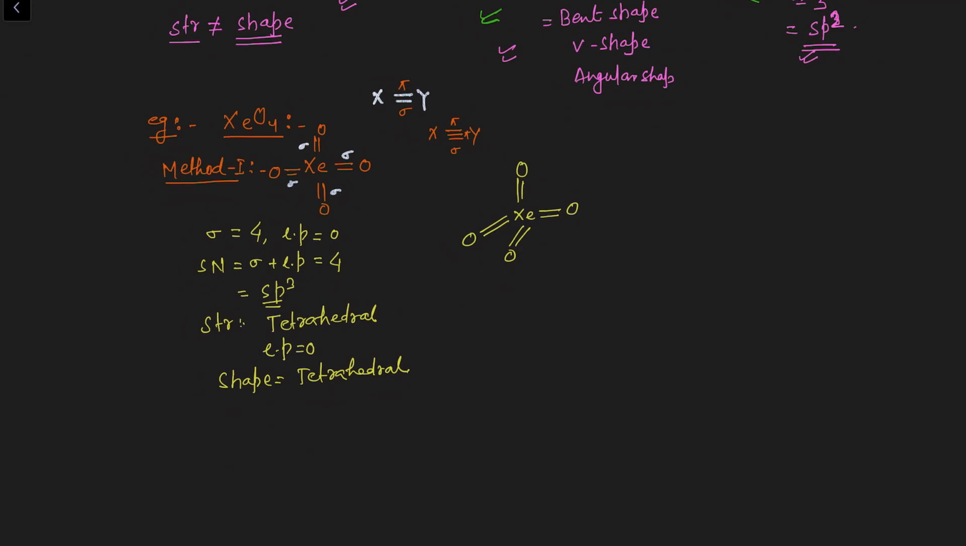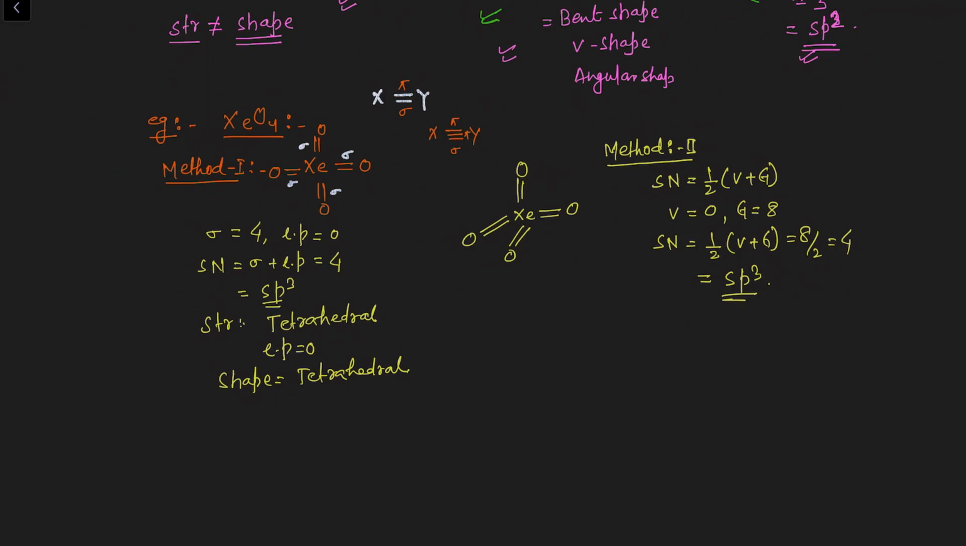Now check the same concept with method number 2. Now check the number of monovalent atoms. XeO4 is a neutral molecule, so the steric number will be half of V plus G. The number of monovalent atoms is 0 because oxygen is divalent. What is the valence electron G of xenon? 8. So the steric number is 1 by 2 (V plus G), meaning 8 by 2, which is equal to 4. So hybridization is what?